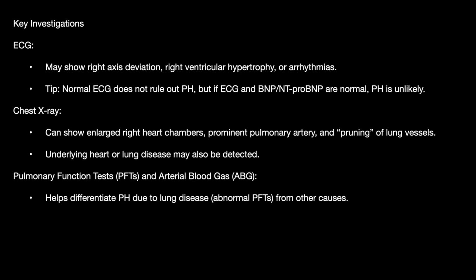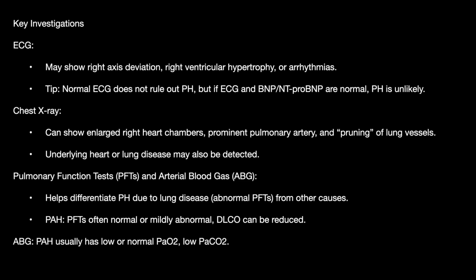Pulmonary function tests and ABG help in differentiating pulmonary hypertension from lung diseases per se, from the other causes. In pulmonary arterial hypertension, the PFT is often normal or mildly abnormal, while the DLCO is reduced. In ABG, you will find low to normal PO2 and low PCO2.